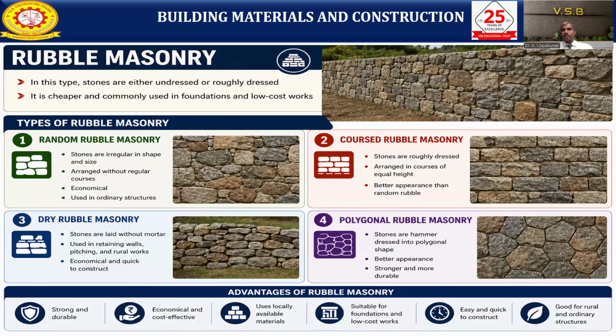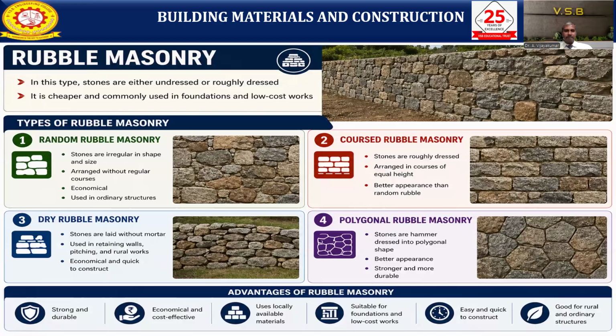Next, coarse rubble masonry. Coarse means the stones are roughly dressed using the chisel. We roughly dress all the stones and arrange them in courses of equal height. If you see all the layers, the height is equal and the joints are also equal. So compared to random rubble masonry, we can see the difference here: it has a better appearance.